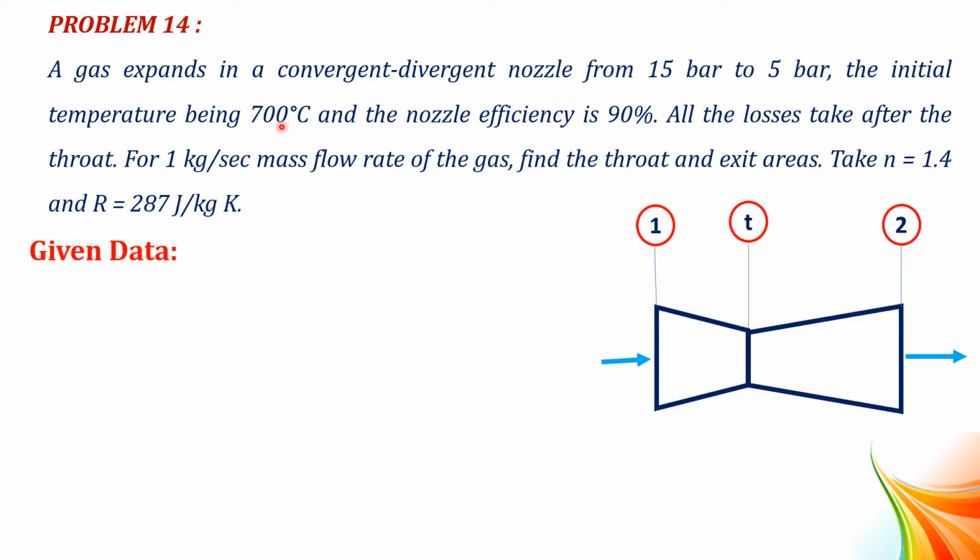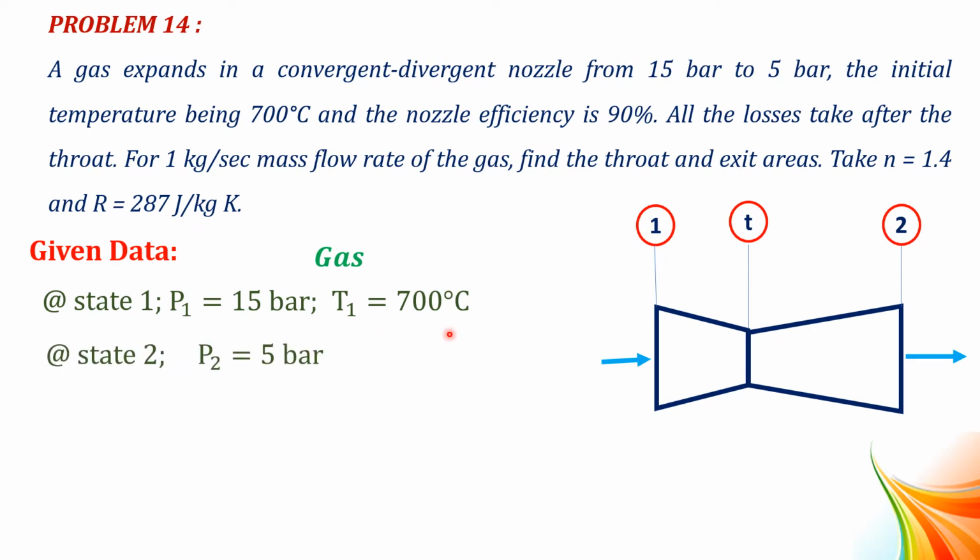So in our problem, they have given the gas expands. Therefore, here also the steam is not there. The gas is the working fluid passing over the nozzle, from 15 bar to 5 bar. So initial pressure P1 equal to 15 bar and the initial temperature T1 is 700 degrees centigrade. And final pressure P2 equal to 5 bar.